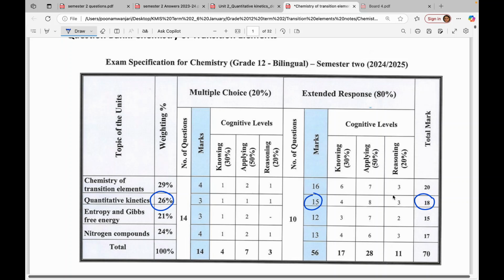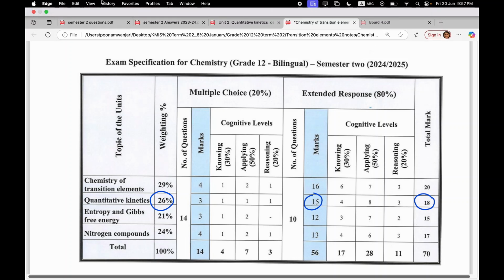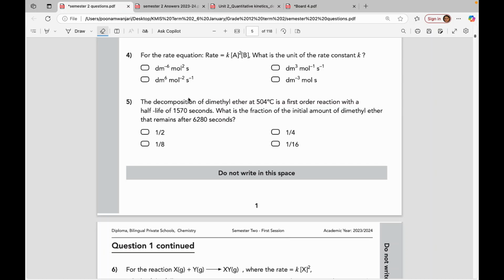So students, now we will solve a past paper. The same 23-24 paper we will solve here. Here is the first question. For the rate equation, rate is equal to rate constant into concentration of A raised to the power 2 and concentration of B, what is the unit for the rate constant K?